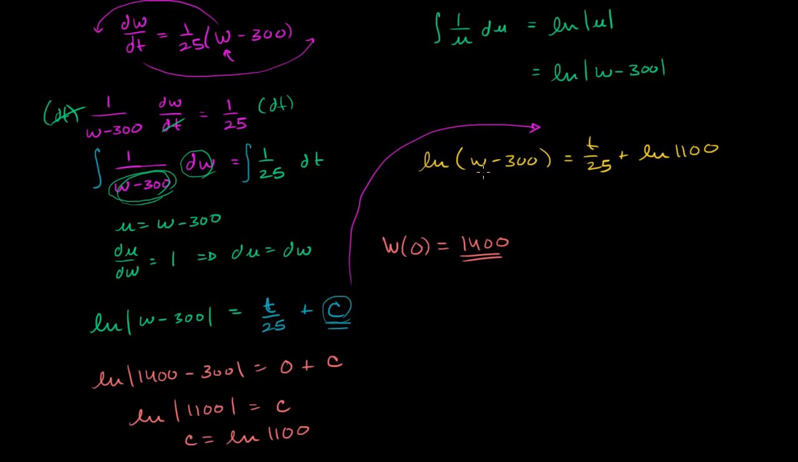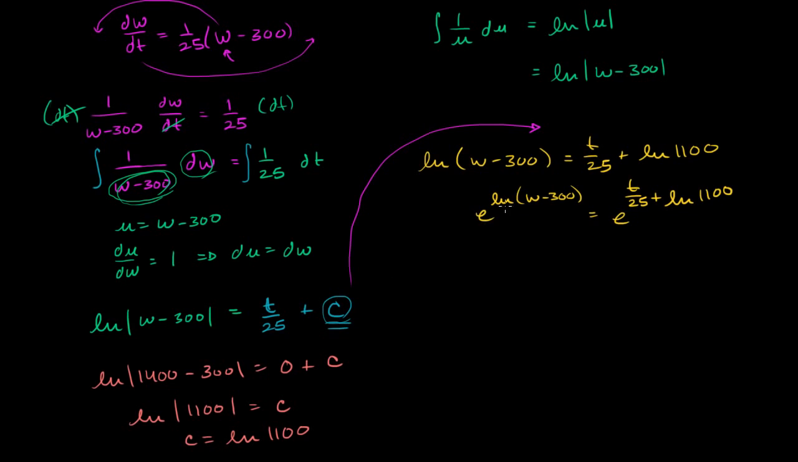And now we can just solve this explicitly for w. We can raise e to both sides. This value is equal to this value. The left-hand side is equal to the right-hand side. So e raised to this power is the same thing as e raised to that power. So we have e to the natural log of w minus 300 is going to be equal to e to the t over 25 plus the natural log of 1,100. Let me delete that to get some real estate. All right, now I can keep working right below that.